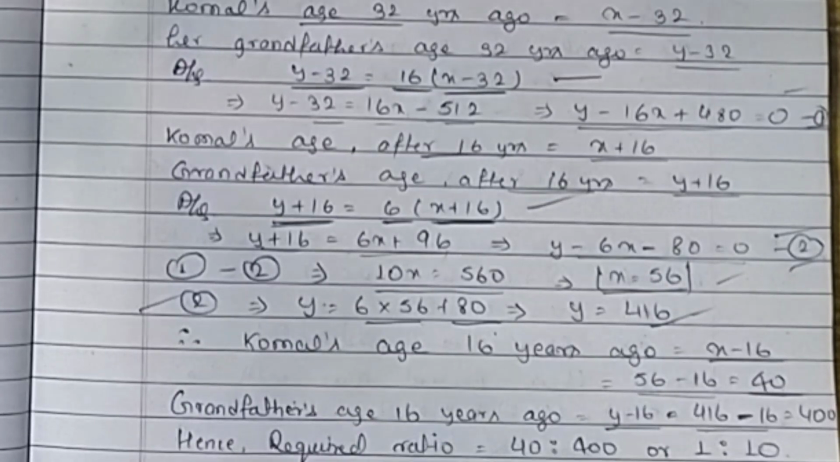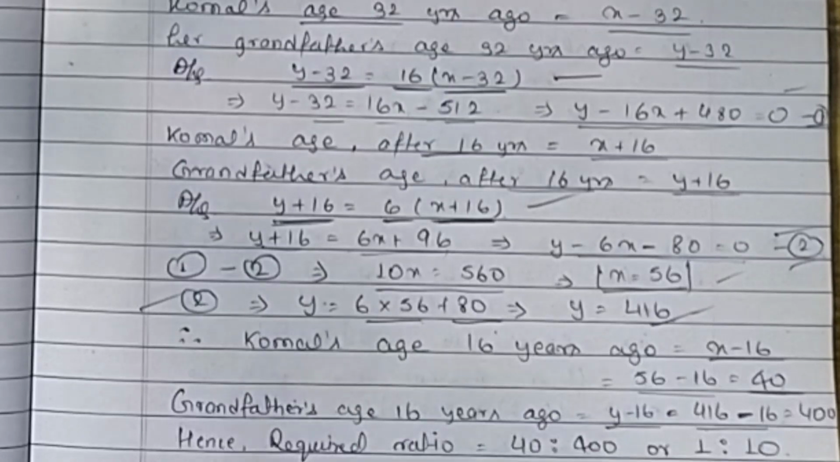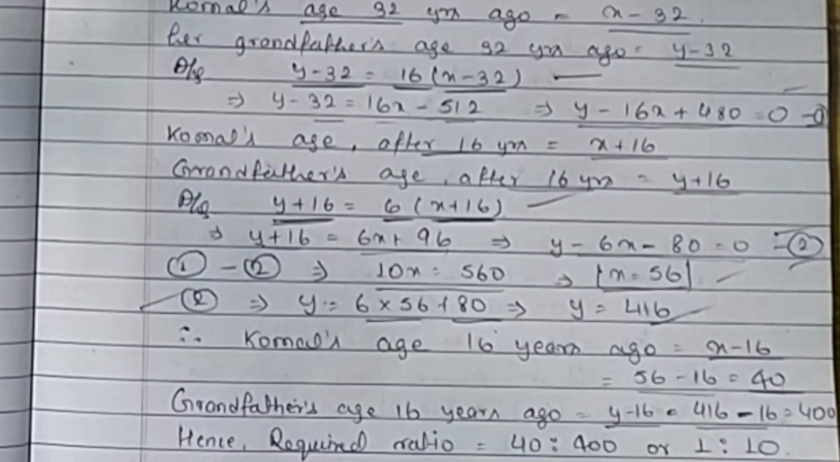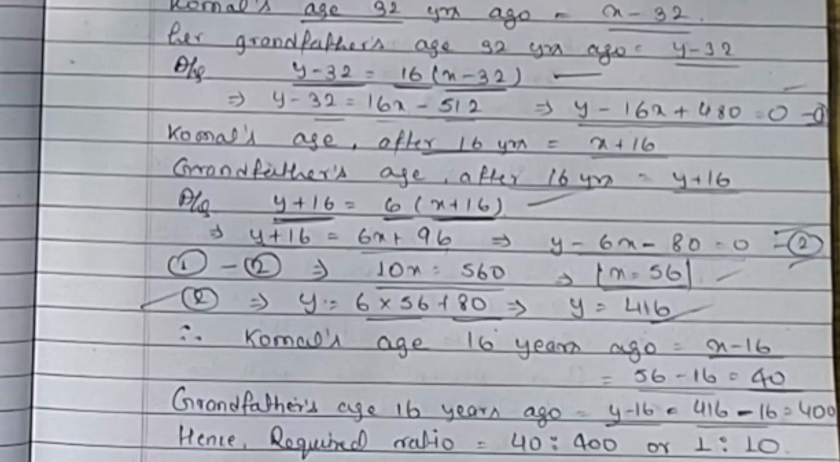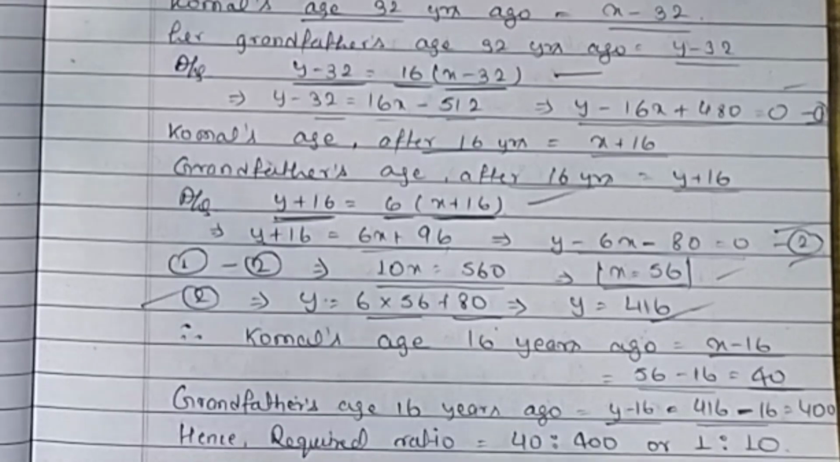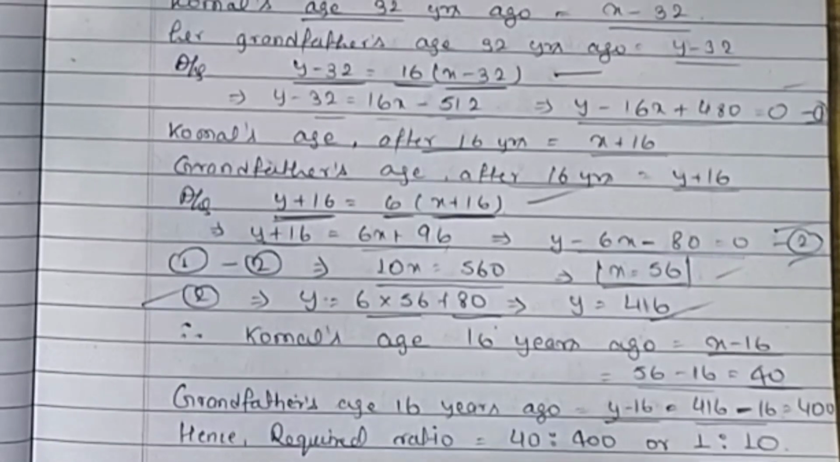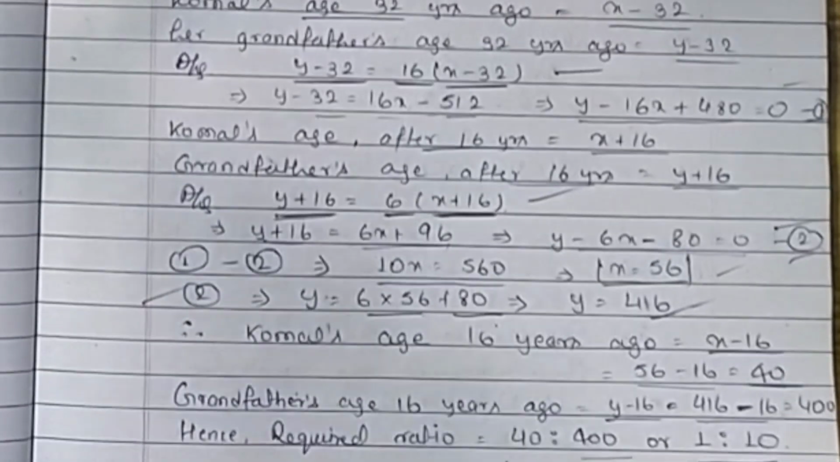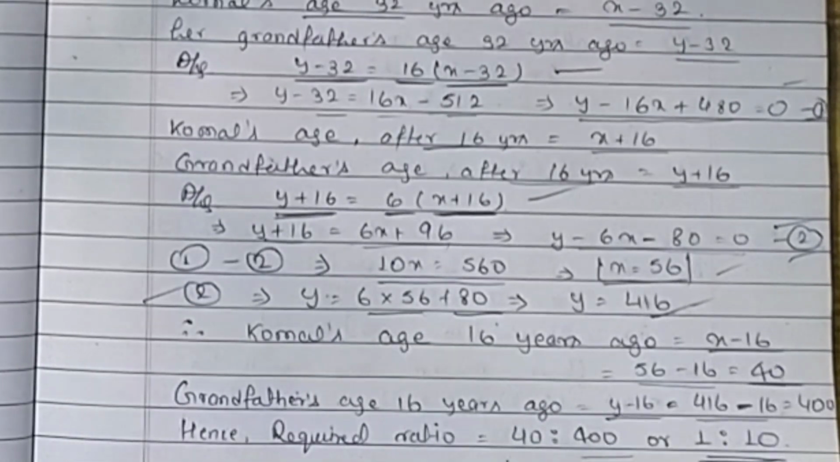Now we have found the ages of Komal and her grandfather 16 years ago also. So now we can finally find the ratio between their ages. So the required ratio will become 40 to 400, and if we simplify it, the answer becomes 1:10.